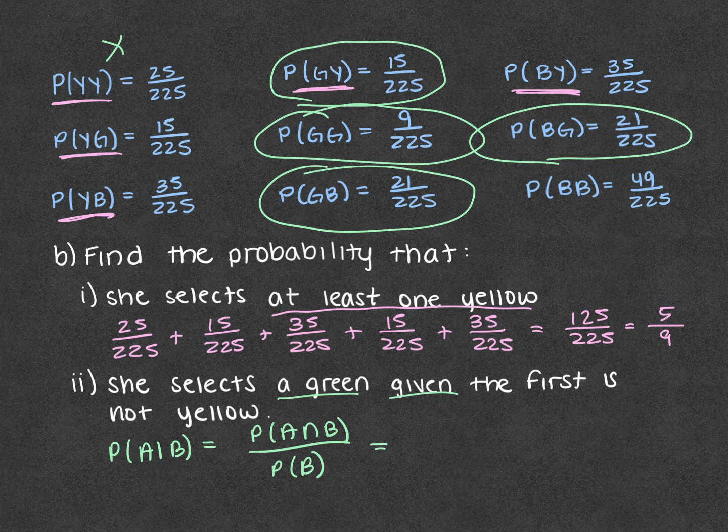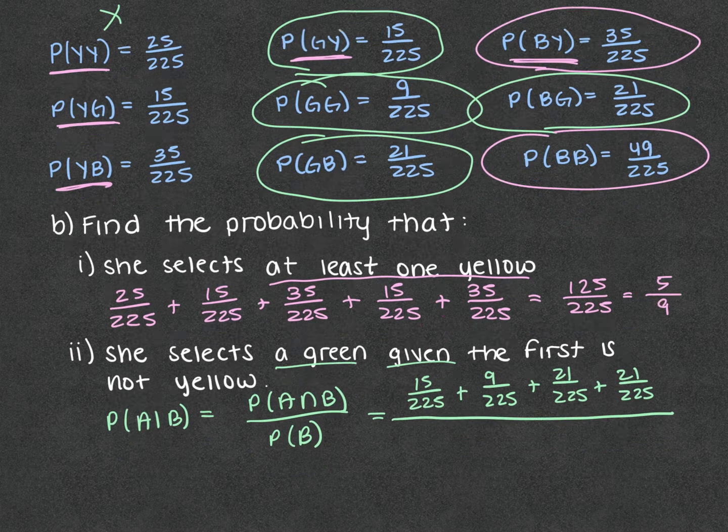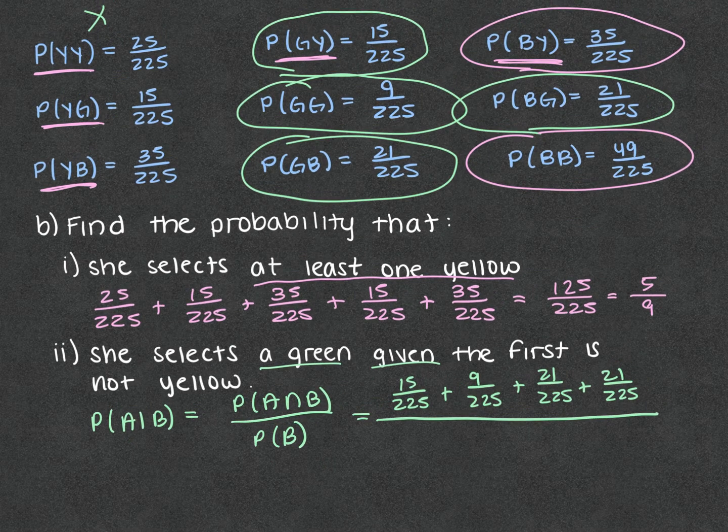So we're just going to add all those together. That was the intersection: 15 out of 225 plus 9 out of 225, 21 out of 225, and 21 out of 225, all over the probability of B, which in this case is that the first is not yellow. So that's also going to include this one and this one, okay? In our denominator, we'd have all of the ones that don't have the first marble yellow: 15 plus 9 plus 21 plus 35 plus 21 plus 49, all out of 225.